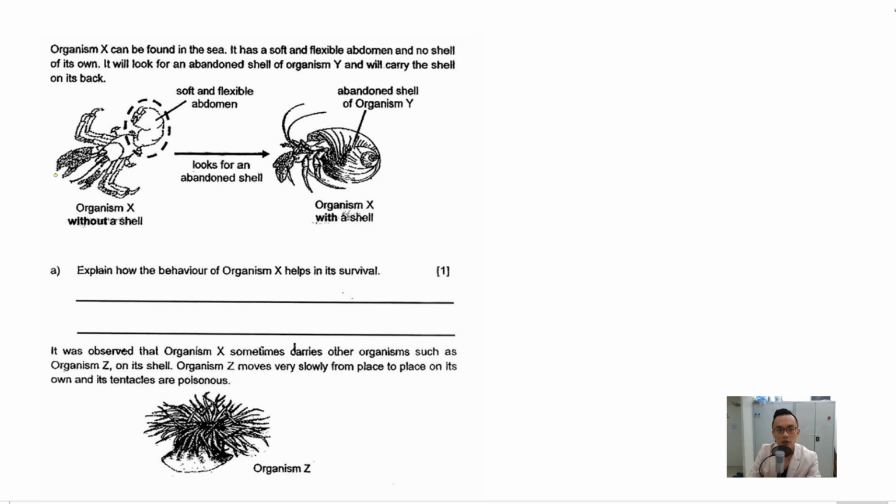Okay, let's look at this question. Organism X can be found in the sea, soft and flexible abdomen, no shell of its own. Look for an abandoned shell of organism Y and carry the shell on its back. So this is actually a hermit crab. So it's found in the seashore community. Soft and flexible abdomen. So explain how the behavior of organism X helps its survival.